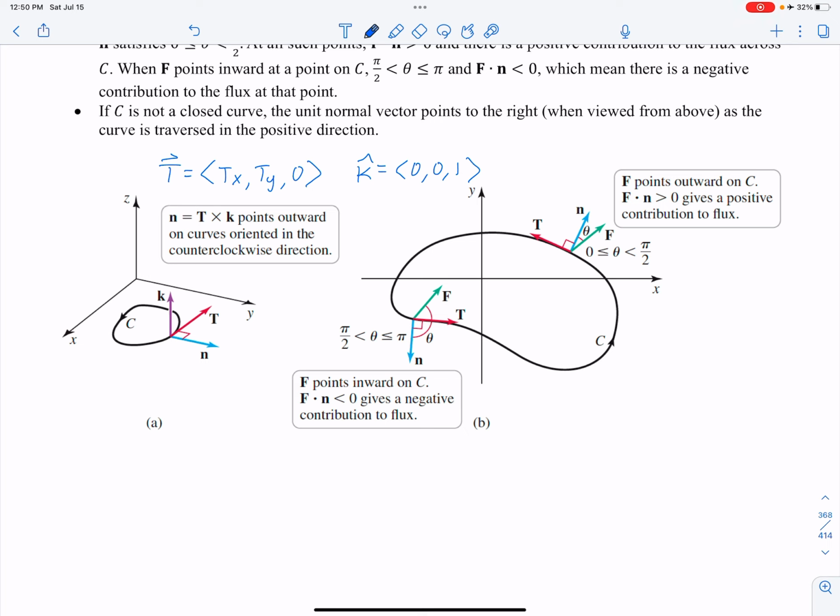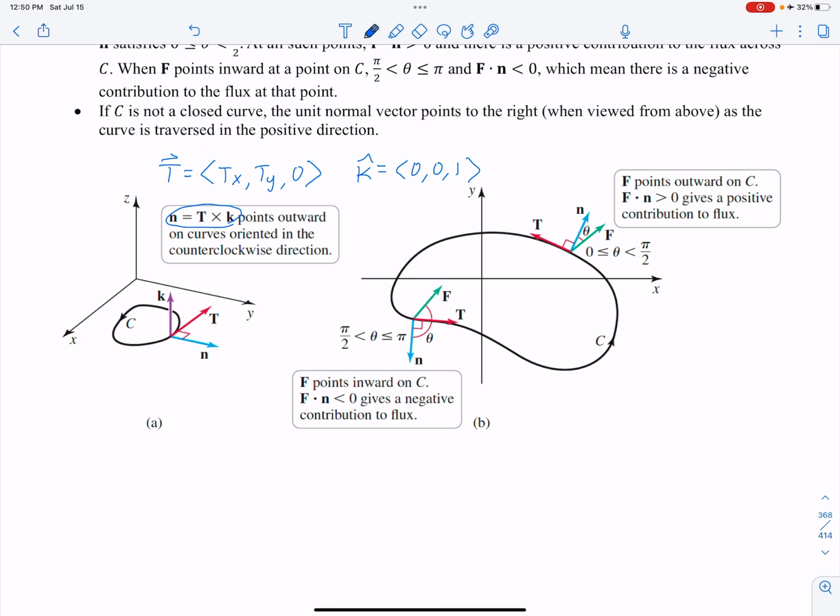Take a look at the picture. T lives in the xy plane because our path lives in the xy plane. K points straight up. I can just take the cross product, and that will give me a vector n that sticks out. Due to the cross product and the right-hand rule, if you do T first and then k goes up, n will always point to the right. If you're looking down on your path and it's going this way, n always pushes that way. It's always to the right with respect to the orientation of your path, and this calculation will guarantee that.